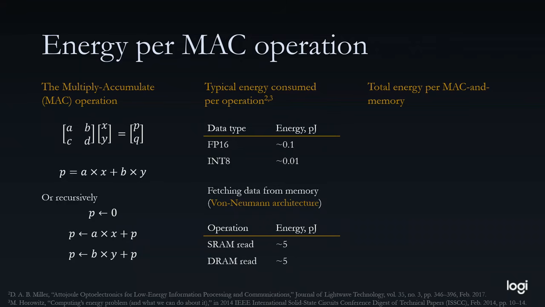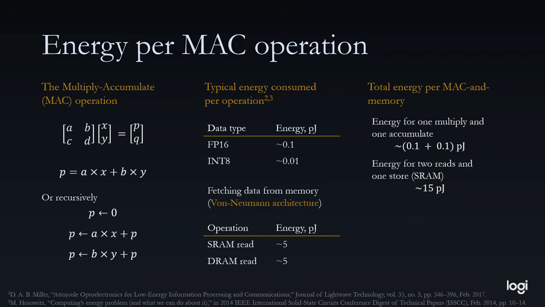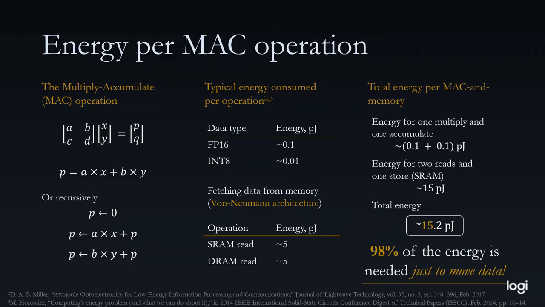So the total energy taken per multiply and accumulate and also the memory read and write can be calculated. We have energy for one multiply and one accumulate, so that comes to 0.2 picojoules. Energy for two reads and one store, because we are reading two numbers, doing the operation and then storing it back, comes to about 15 picojoules. So the total energy is 15.2 picojoules. Now the number might seem very small, but the important thing is 98% of this energy is just needed to move data. That's an overwhelming fraction of the energy spent to do the MAC operation.